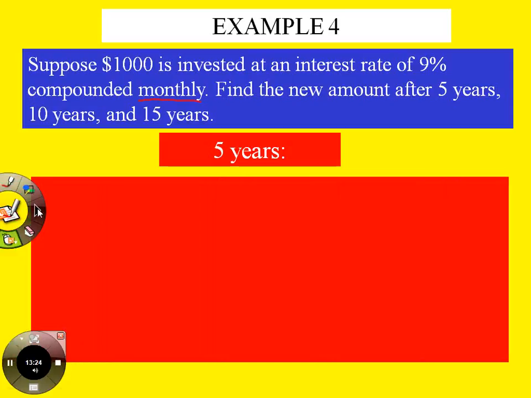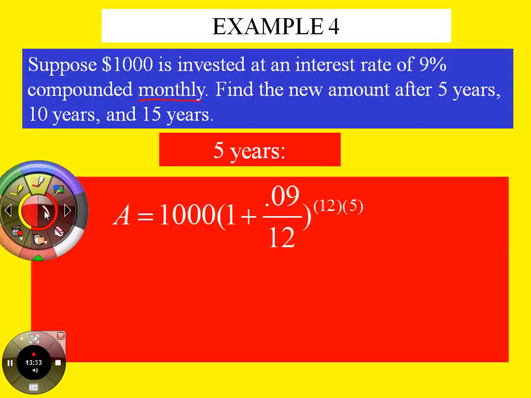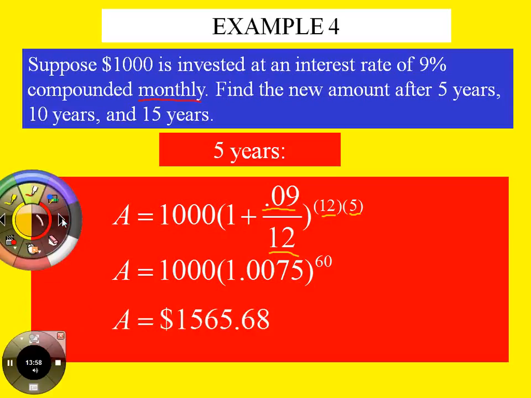So let's do the 5 years first. So we plug in everything. You can see the 9% right there. We've got the 12 because again it's monthly. We've got the N there again, and then we've got the T for the number of years, and then we just do the math, right? Get your calculator out. That's fine, and we get that total money.